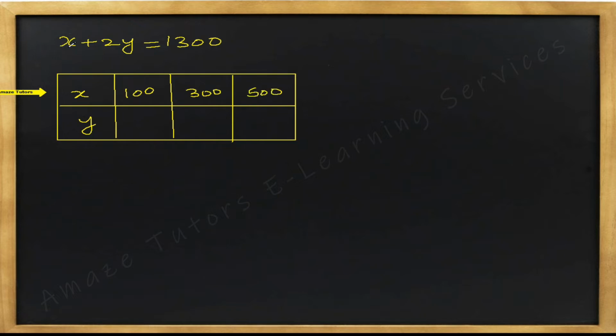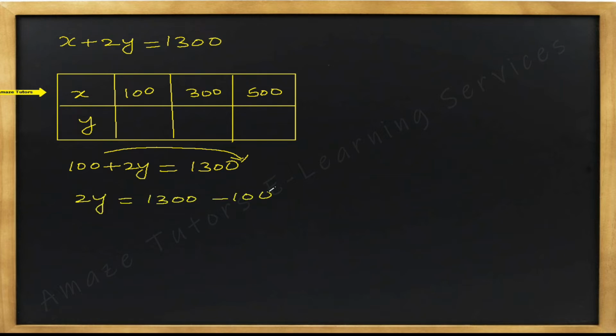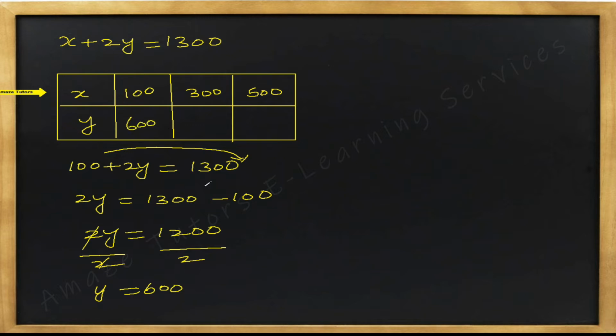Let's find out the respective y value. Substitute x is equal to 100 first. So 100 plus 2y is equal to 1300. Take the 100 to the other side, minus 100. 1300 minus 100 is 1200, and dividing both the sides by 2 will give you 600. Fill it in the table. For x is equal to 100, y value is 600.